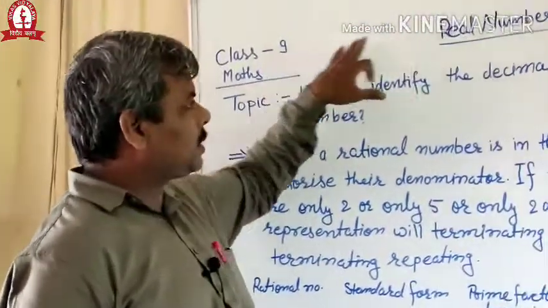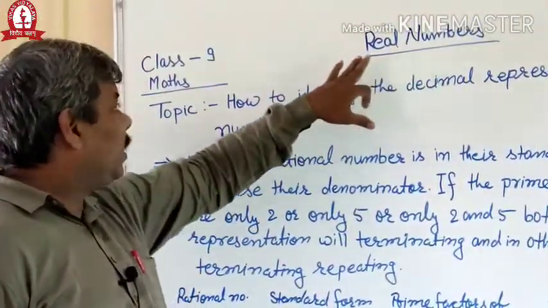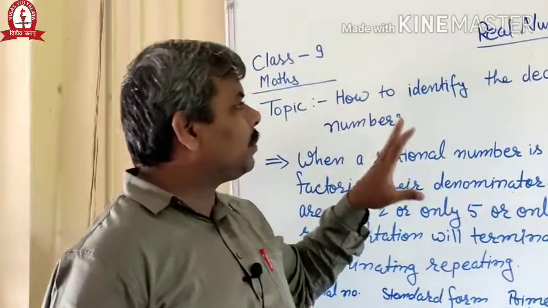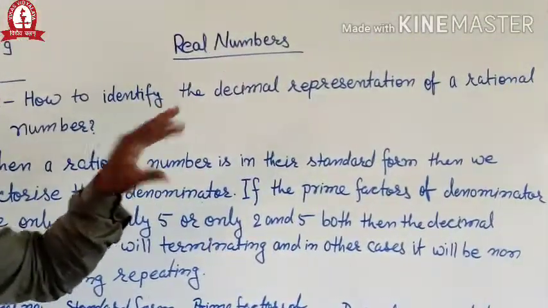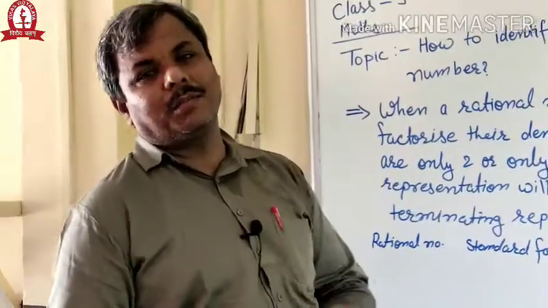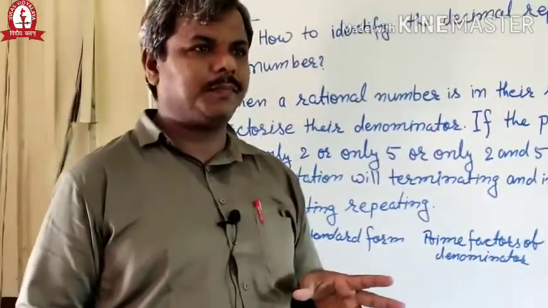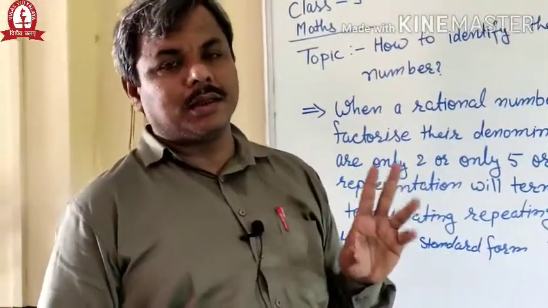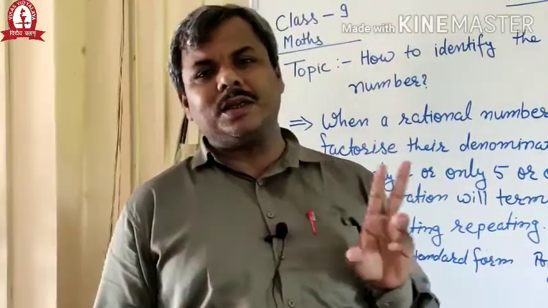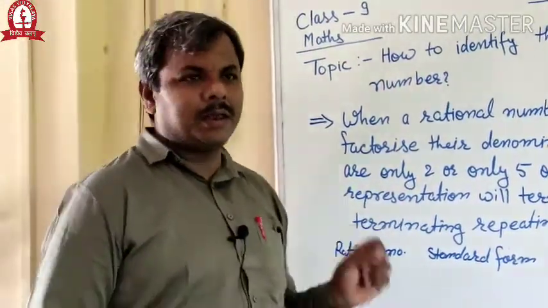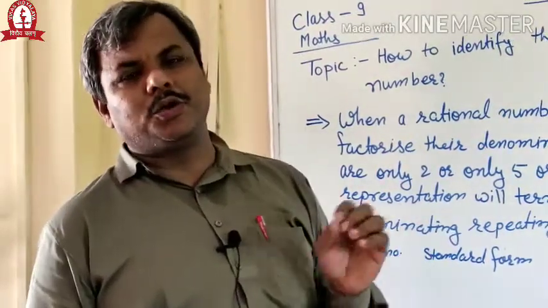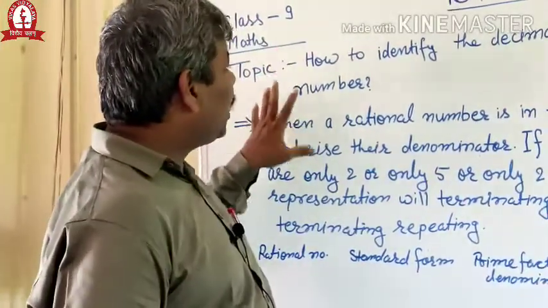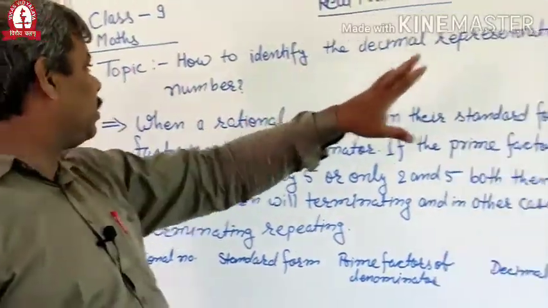In class 9, the first chapter is real numbers, and there is a topic in the chapter: what is the decimal representation of a rational number. And we know that a rational number has two types of decimal representation. The first one is terminating decimal representation, and the second is non-terminating repeating decimal representation, also said as non-terminating recurring decimal representation. There is a problem: how can we identify the decimal representation of a rational number?